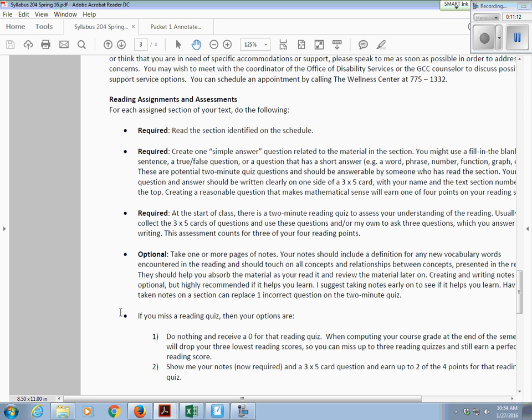If you miss a reading quiz, your options are to do nothing and get a 0 for that quiz. I do drop 3, so you can just take the 0 and it won't hurt you as long as you don't do that too much, right? Or you can show me your notes and your question, and you can get 2 out of the 4 points.